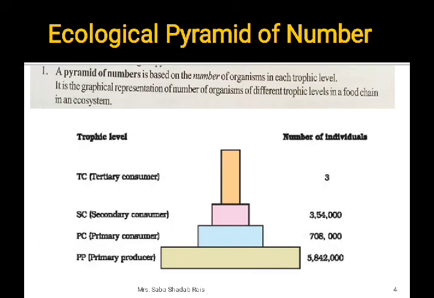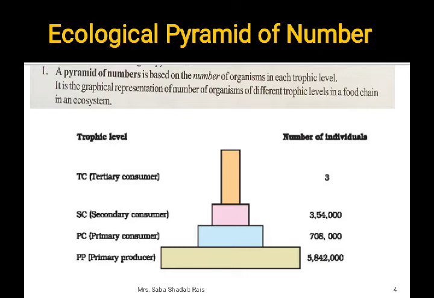Now see one example. With one example, I have depicted the pyramid of number. First, we will talk about the pyramid of number. When we talk about the pyramid of number, it is based on the number of organisms in each trophic level. I told you, trophic level means the level on the basis of the feeding of the organism. Autotrophic organisms are those who produce their own food. The organisms who depend on other organisms for getting food are called heterotrophic.